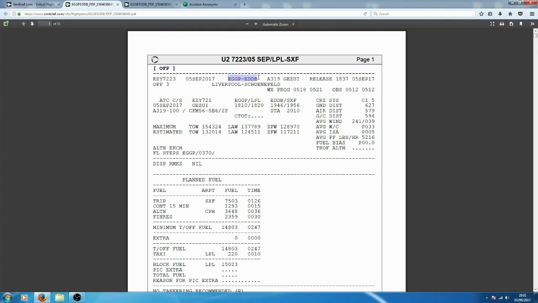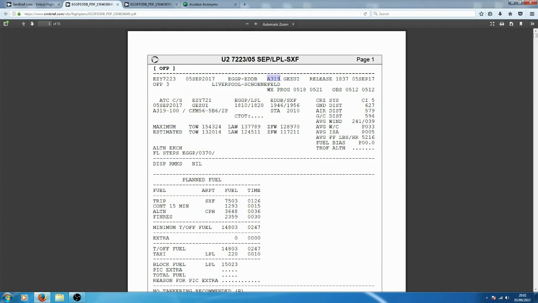Of course, I'll be doing another video later on explaining what both SIDs and STARs are, so make sure you keep an eye out for that. But yeah, you need to have 4-letter codes, which are ICAO codes, to identify the airport. It also gives you it down here, which is Liverpool to Schonefeld. I do apologise, I can't pronounce that.